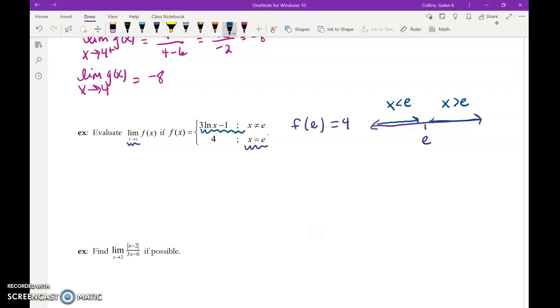Therefore, we want to use the top part of our limit for all these values of x that are not equal to e. Sorry, the top part of our function, not the top part of our limit. All right, so the limit of f as x approaches e, we're going to use 3 times the natural log of x, but in this case, the natural log of e, minus 1.